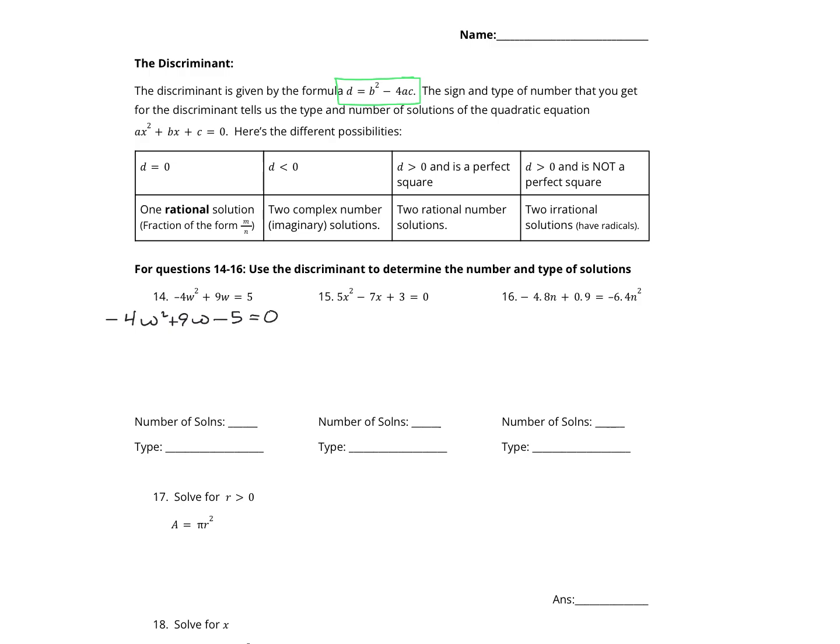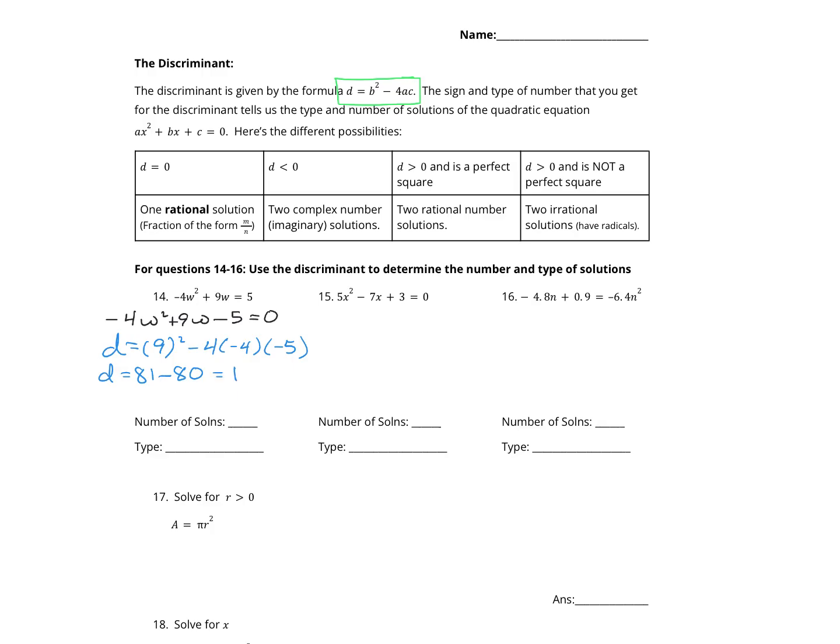So when I find my discriminant, I'm going to get d is equal to 9 squared minus 4 times negative 4 times negative 5. Well, 9 squared is 81. The product of three different negative numbers is negative, so there's going to be a minus there. And then I'm going to get 16 times 5, which is 80. So I get 1 for my discriminant.